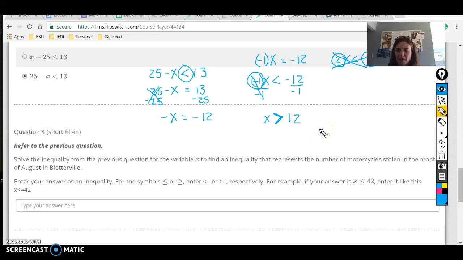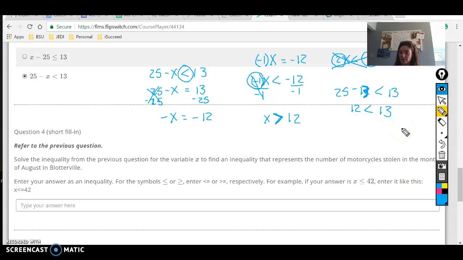So, and we can plug the original numbers back in just to verify, but what this is telling me is that x has to be greater than 12, the number of motorcycles stolen has to be greater than 12 in order for the number of cars stolen to be less than 13, right? So 25 minus 12 is, and so I guess we have to say 25 minus 13 because we need a number greater than 12. We can't say 25 minus 12. So 25 minus 13 is 12, and 12 is less than 13.